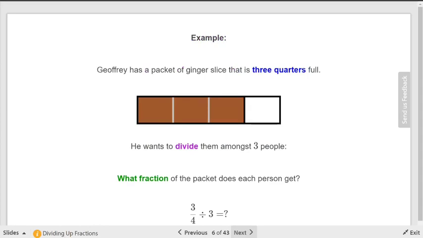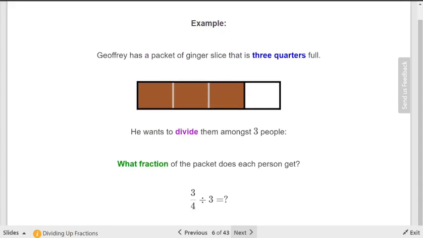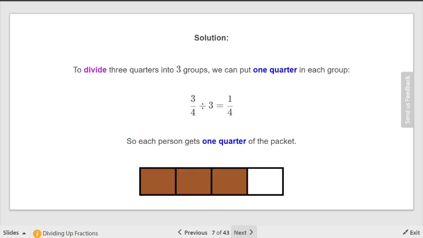All right. So let's look at this example. Guys, focus here. Jeffrey has a packet of ginger slice that is 3/4 full. So does he have the whole packet already? No. He only has how many pieces? 3 out of the, how many pieces were there originally? 4, right? Well, he wants to divide it amongst 3 people. So each one of them gets how many pieces? 1. So 3/4 divided by 3 people would give you what? 1 each, right? 1/4. Each person gets 1/4. Okay? Right? So each person gets 1/4.